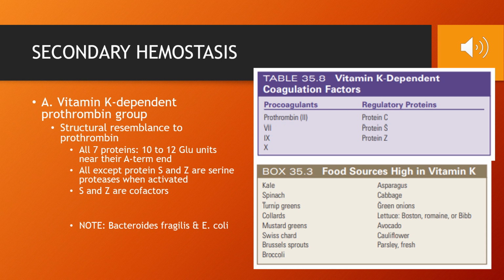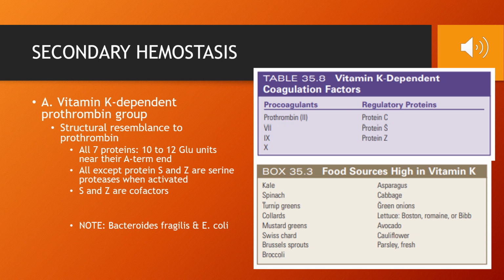These are also called the prothrombin group because of their structural resemblance to prothrombin, since all of these proteins have 10 to 12 glutamic acid units near their amino terminals. All of these, except protein S and Z, are serine proteases when activated. S and Z are cofactors.